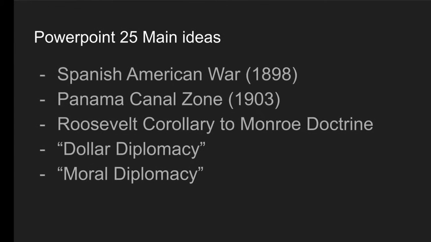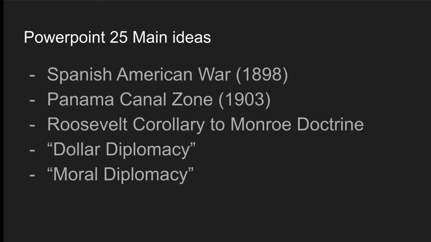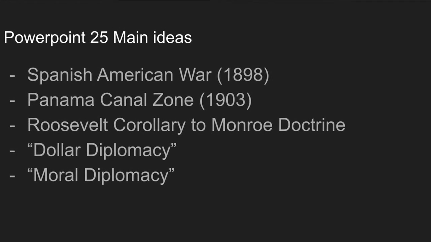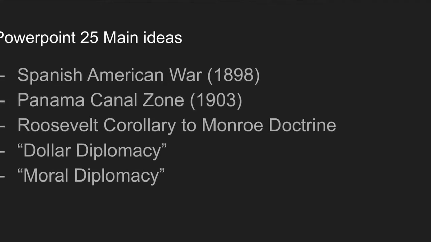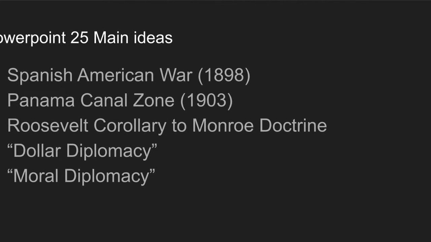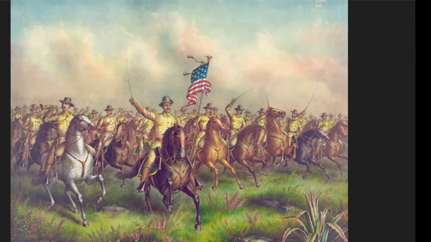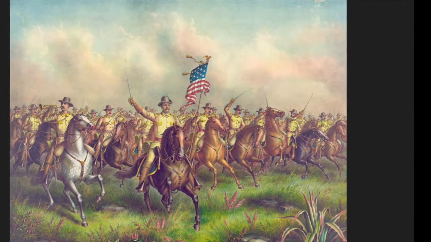So if you're not going to listen to anything else, you at least want to listen to these main ideas for the PowerPoint 25 and the main ideas of PowerPoint 26. So we're going to start off by talking about 5 different things: Spanish-American War, the Panama Canal Zone, Roosevelt corollary to the Monroe Doctrine, dollar diplomacy, and moral diplomacy. So we're going to start off with Spanish-American War.